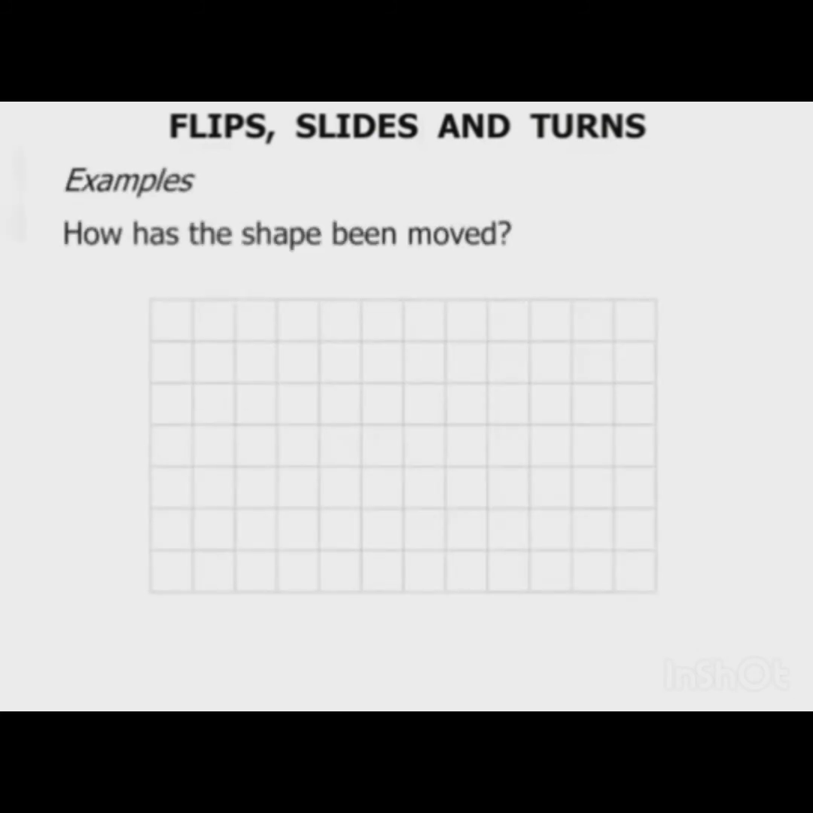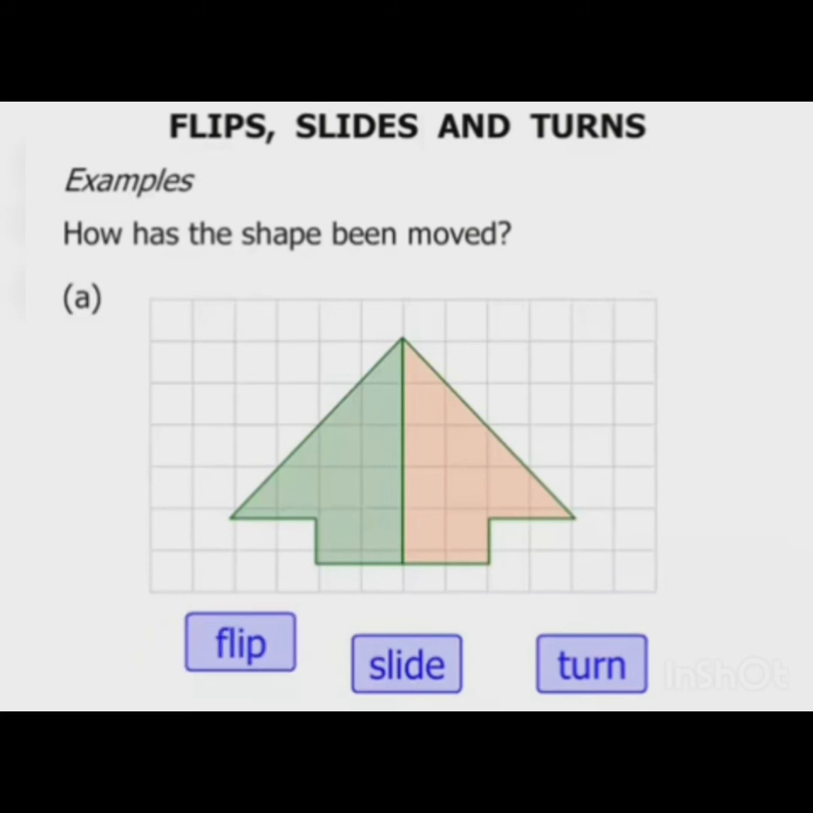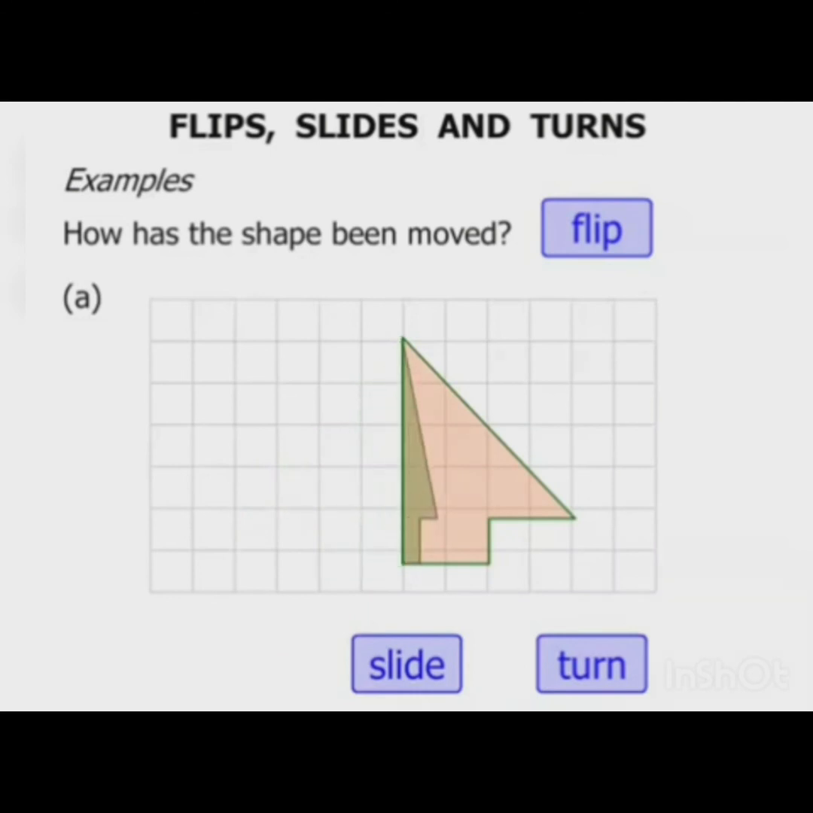Terrific. Let's look at some examples. There's the grid. How has the shape been moved? So we've got the shape there and its new position. We choose from flip, slide, or turn. Well, what do you think? What's happened to the shape? Well, this time it's been flipped. And let's have a look how. So we can see there that the shape has been flipped.